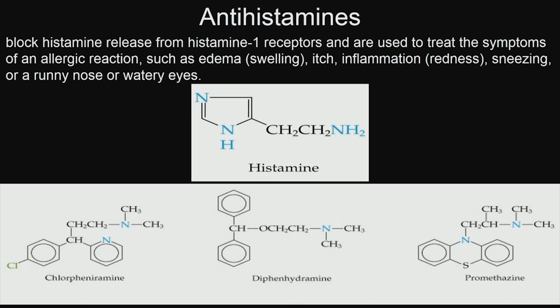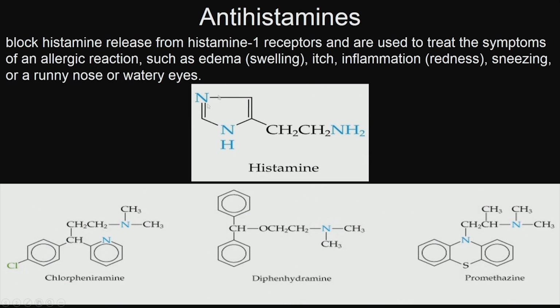Antihistamines, again all of us must have taken antihistamines. These are taken to overcome swelling or redness, inflammation, sneezing, runny nose, watery eyes. So, how do they act? They block histamine release from histamine 1 receptor. Okay. So, they block histamine. When it gets released, you end up having swelling, itching, inflammation, runny nose, watery eyes and so on actually. So, they are called antihistamines. Okay. They block the histamine release.